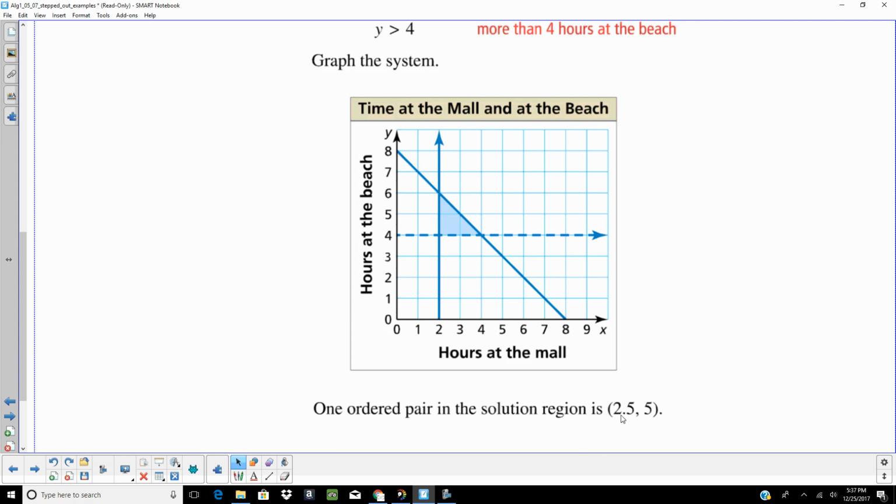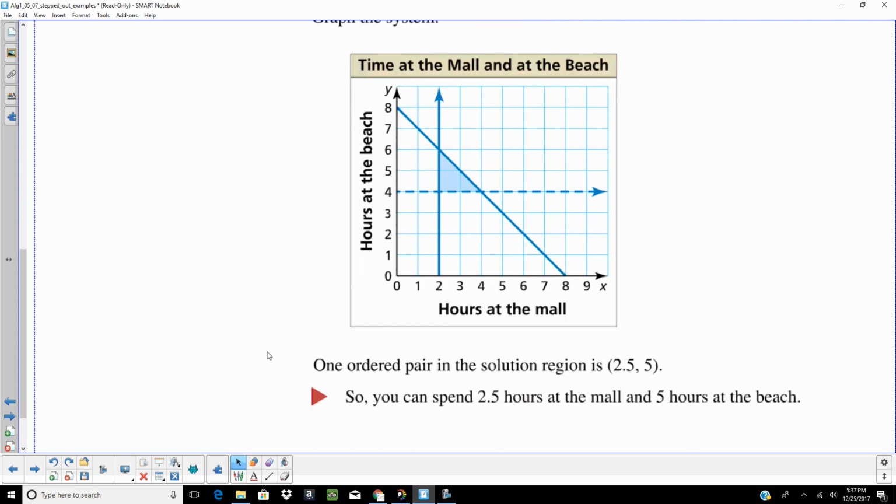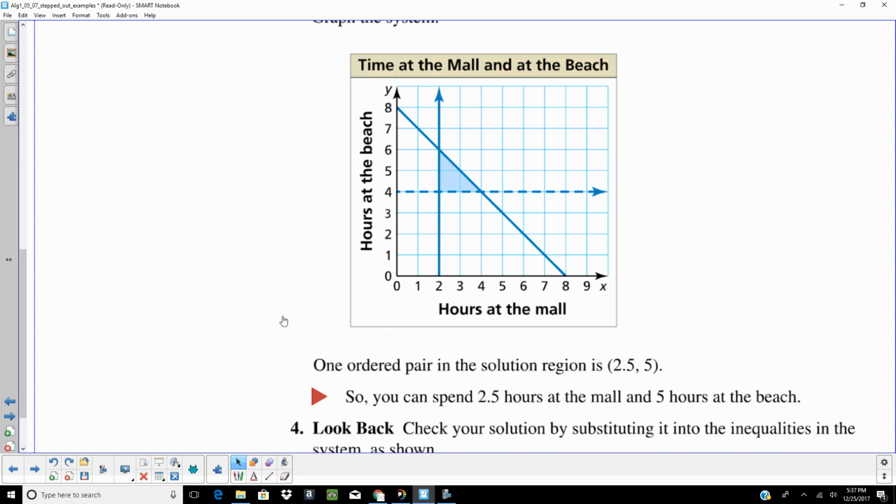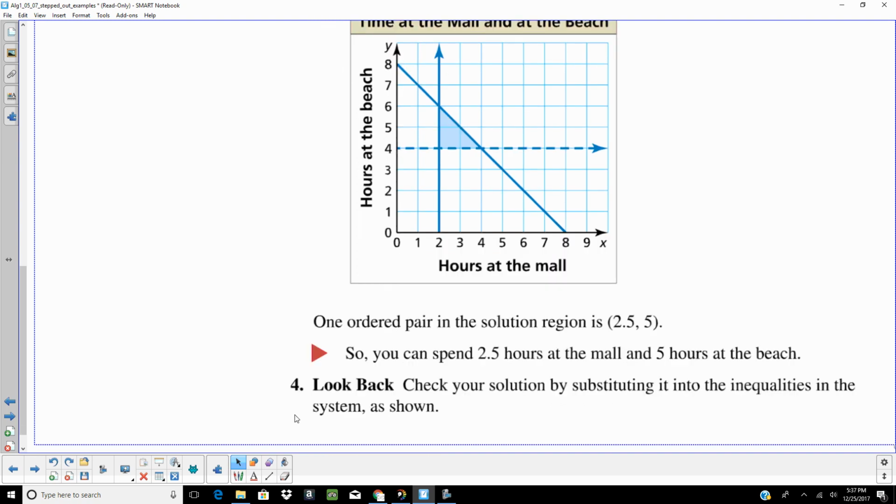They're giving you one right there of 2.5, 5, which would be right about there. I might have chosen 3, 5. It's on the line, but anything within that region is going to be fine. You could have probably picked 3, 4.5. So there's going to be more than one answer. And you can always check your answers by substituting them back in.